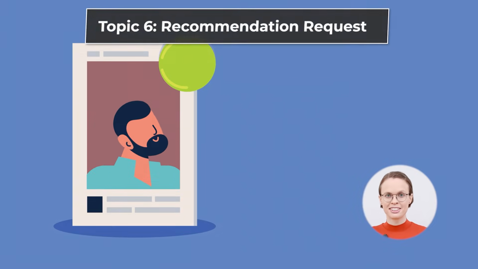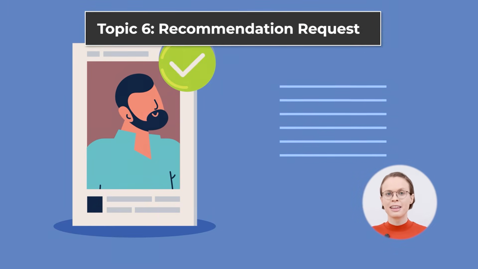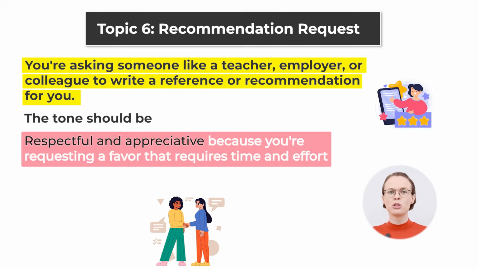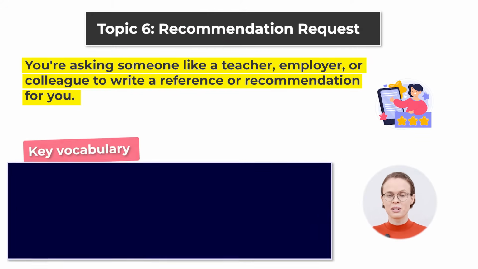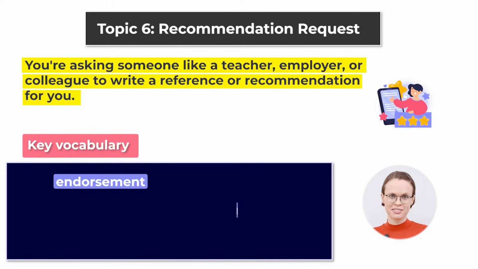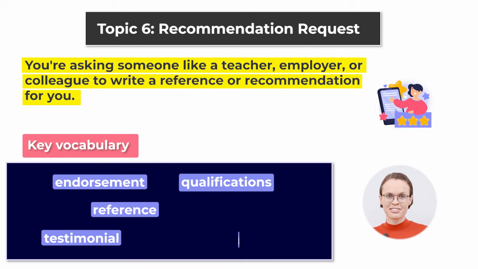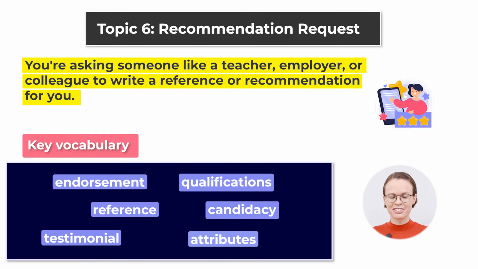Topic number 6 is the recommendation request email. In this email, you're asking someone like a teacher, employer, or colleague to write a reference or recommendation for you. The tone should be respectful and appreciative because you're requesting a favor that requires time and effort. Essential vocabulary includes endorsement, reference, testimonial, qualifications, attributes, and candidacy.